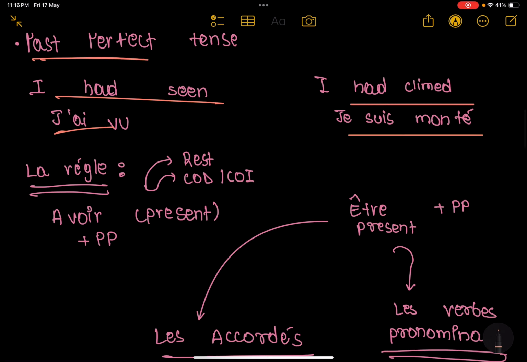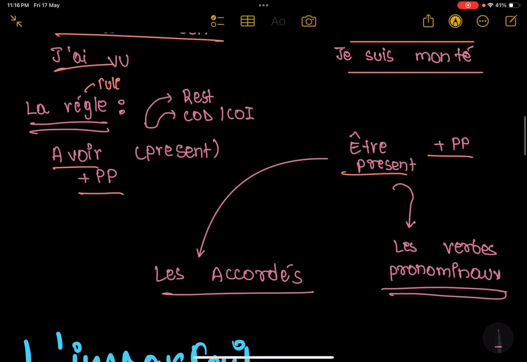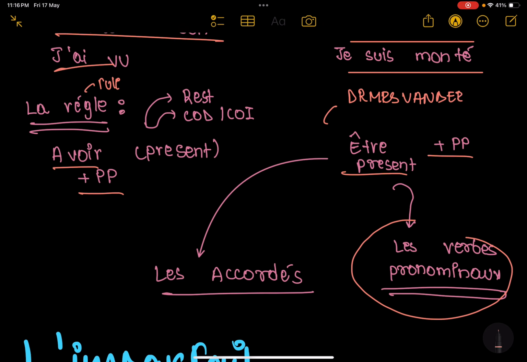And what is the rule? Règle means rule. There are two possibilities for forming a past tense backbone. Either you can use avoir plus participe passé, or être in present plus participe passé. Être can be used in the case of accords and in the case of Dr. Mrs. Vander Tramp group verbs.